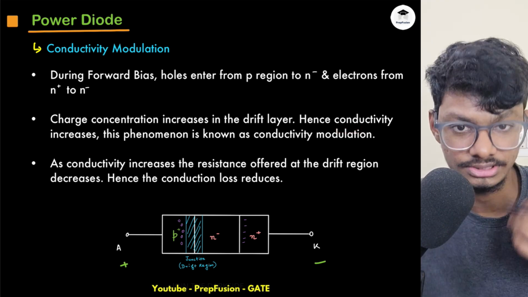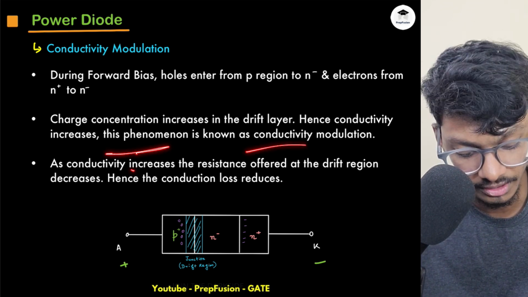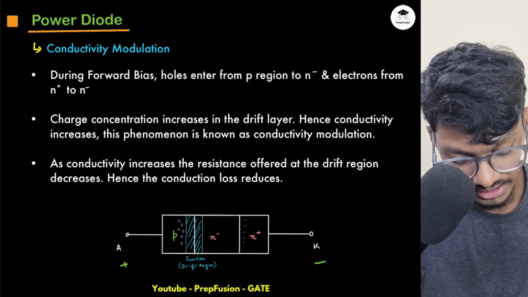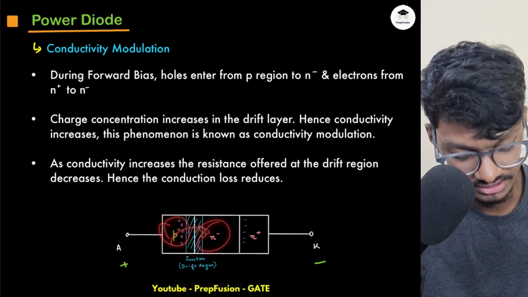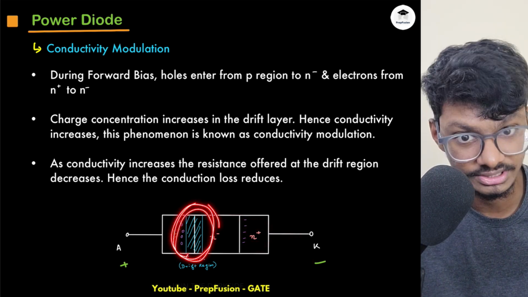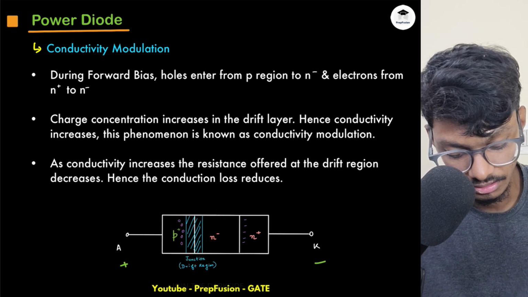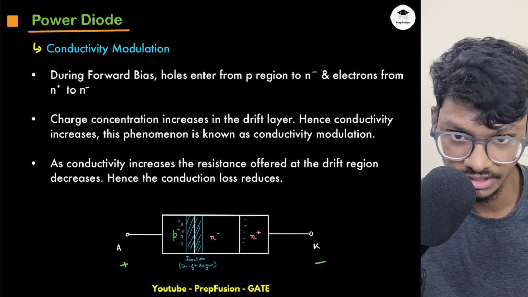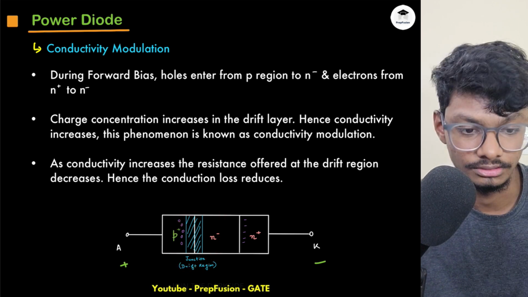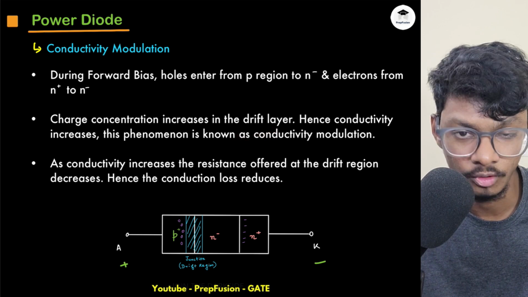The conductivity is directly proportional to the number of charges present. So this phenomenon is basically called conductivity modulation, nothing else, right? So when this is forward bias, holes are going into this N minus region and electrons also are going into this N minus region. So the amount of charges present in this drift region is increasing, and as this is increasing, the width also reduces. The number of charge carriers increases, so the conductivity increases. Hence it will flow more current, and this is known as conductivity modulation, the increase of conductivity.